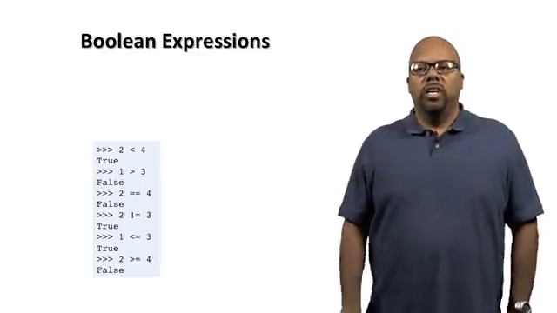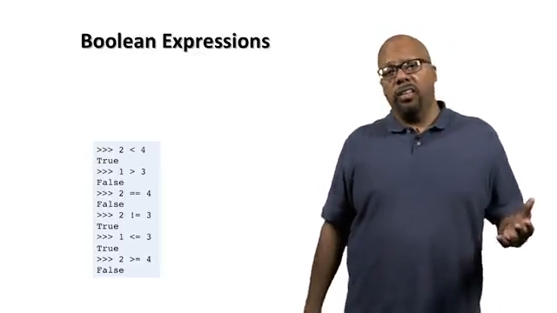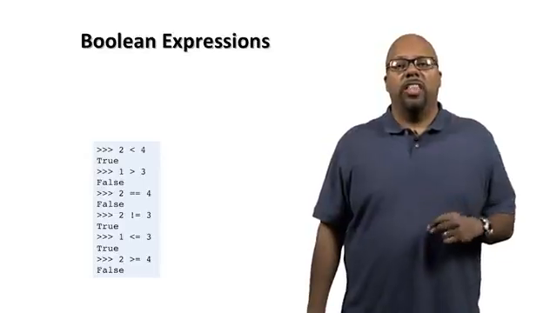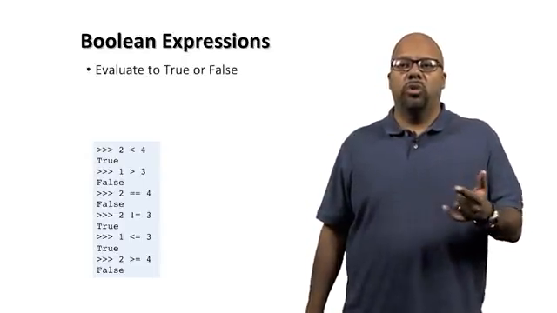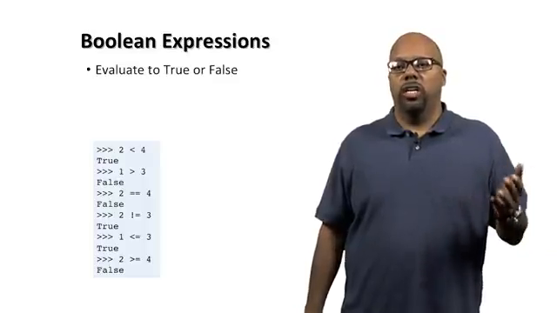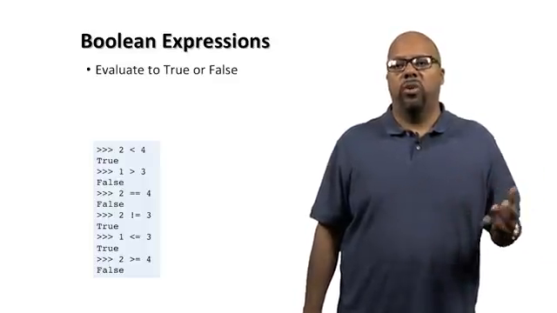Boolean expressions. So Boolean expressions, they're similar to algebraic expressions, except they return true or false. They evaluate to true or false. So you can see here 2 less than 4 is true, 1 greater than 3 is false, and so on.